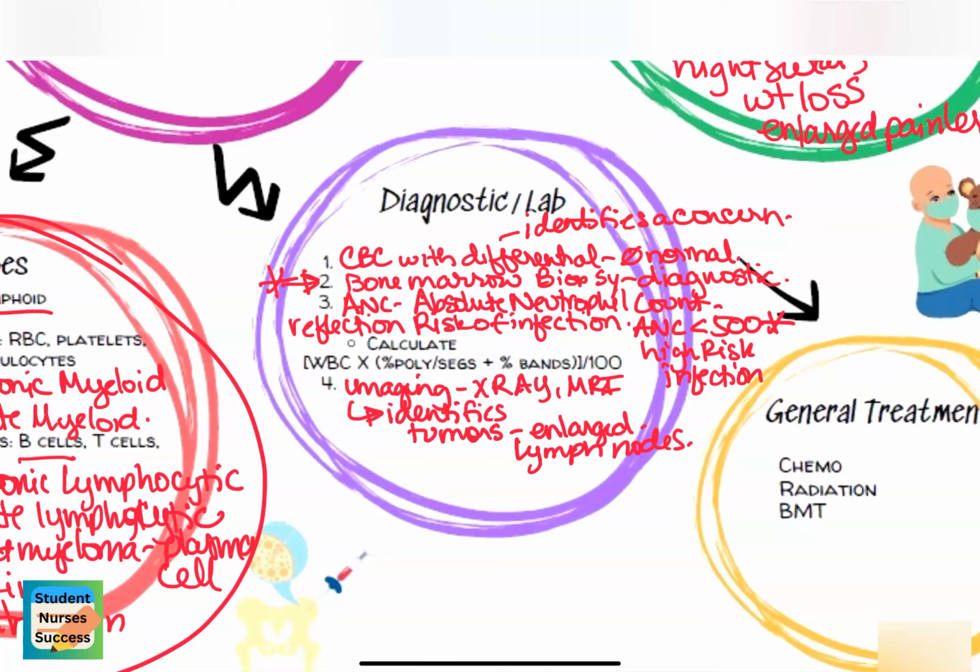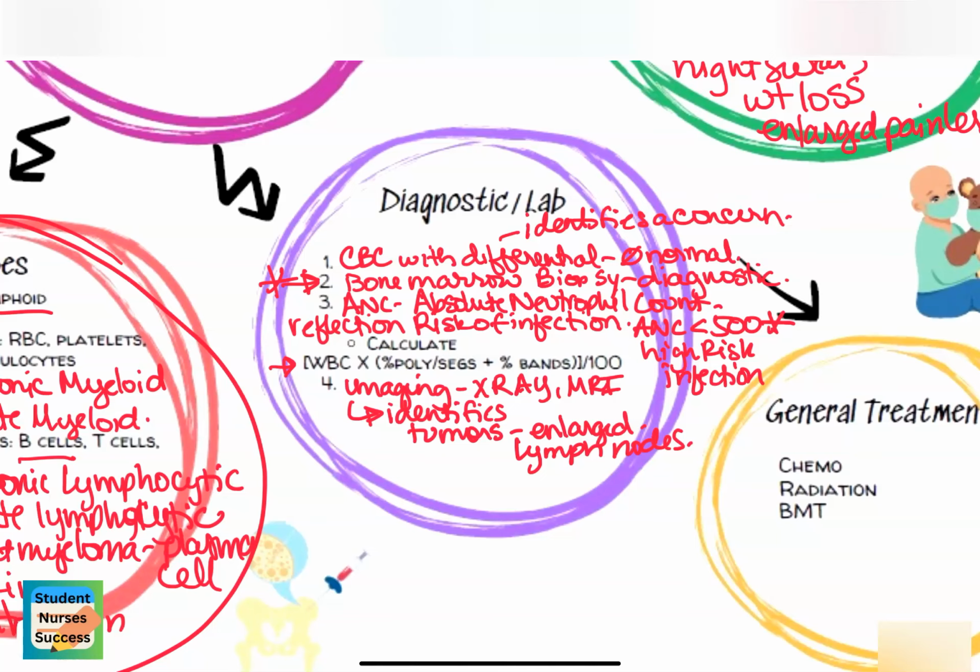Normal ANC counts are usually greater than 2,500. And so if you're anywhere less than 2,500, the closer you get to zero, the more at risk you are for getting an infection. Now, ANC can be calculated, and here we actually have the formula for it. You take your white cells times the sum of your polys, segs, and bands, and then you divide all of that by 100.